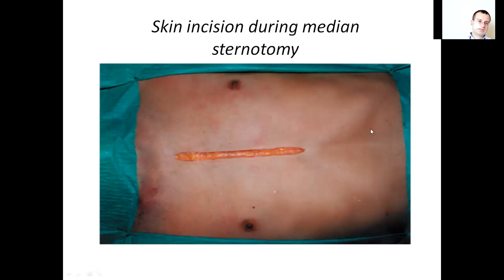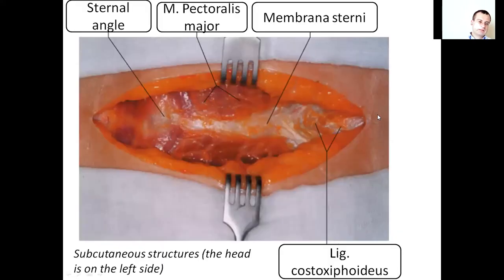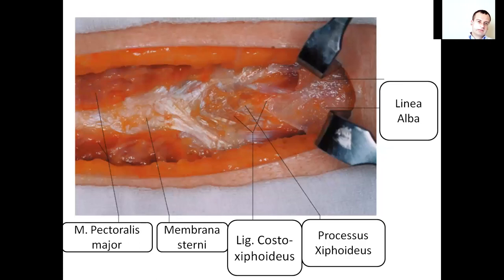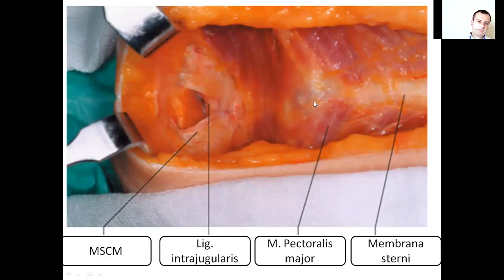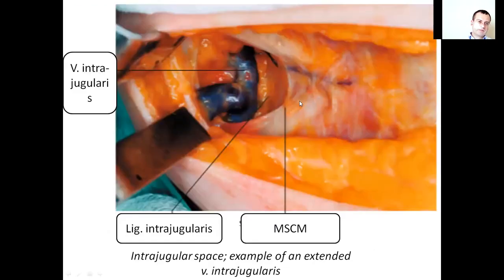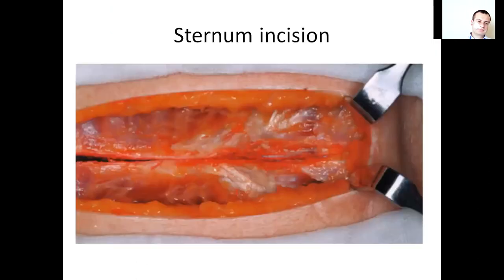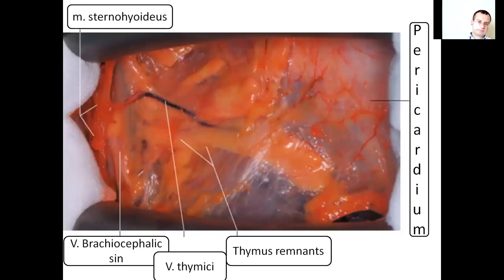Skin incision during median sternotomy. Subcutaneous structure. Linea alba. Membrana sterni. Suprasternal space, example of an extended vena jugularis. A sternum incision. So, pericardium.